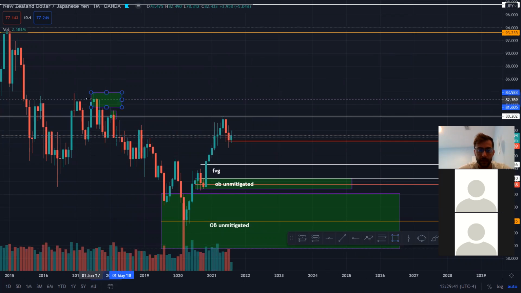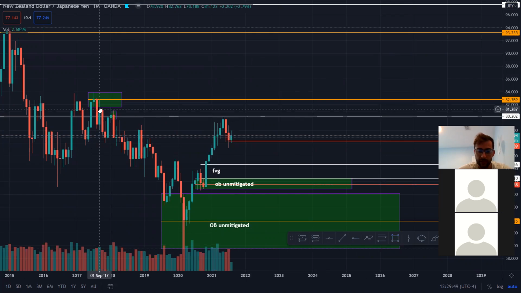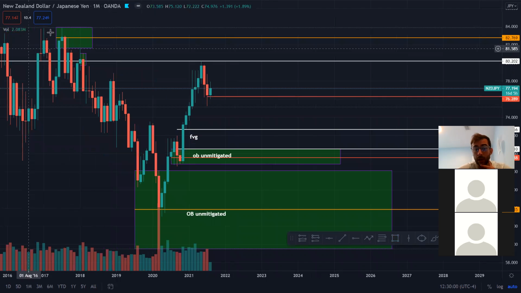Yes, we did have this area, this thing kind of wicked into it and closed it. So I guess it did get filled, right? If you think of it that way. So it kind of left behind an area down here, which never got filled until now. So you're in a pretty problematic situation because the area that was up here got mitigated. So now you only had one order left behind, which was this, to sell the market.